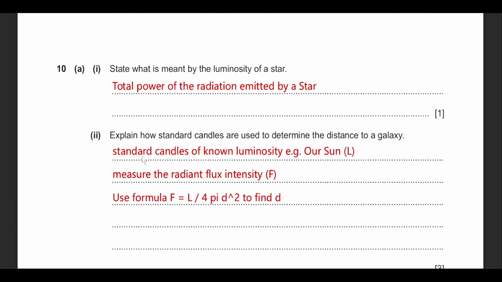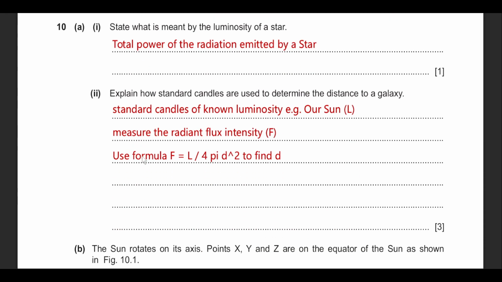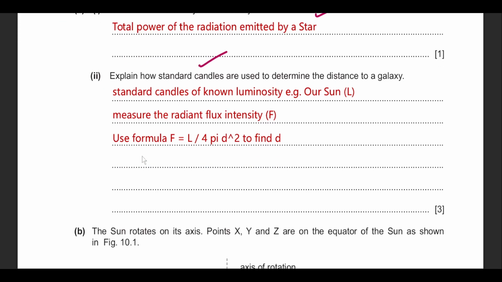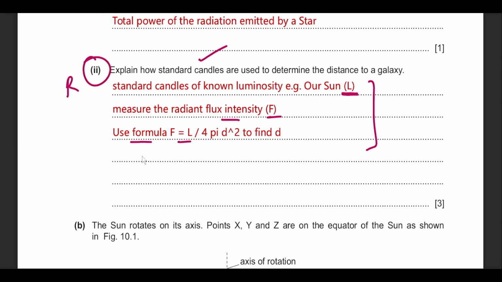Okay, question number 10. State the luminosity of a star. So, the power radiated by the star. If standard candles are now calculated, this is a standard procedure, a 3-mark question. He says we know the standard luminosity of known stars, for example our own sun. We measure the radiant flux density F, and then we use the formula F equals L over 4 pi d squared. This is a standard answer, which is a repeated part of this question.